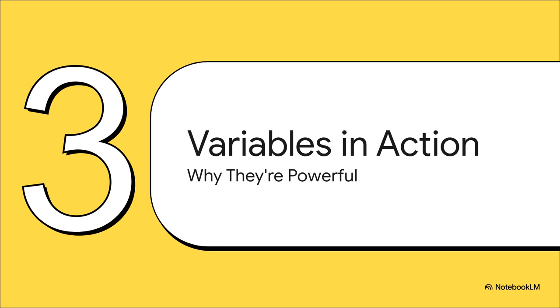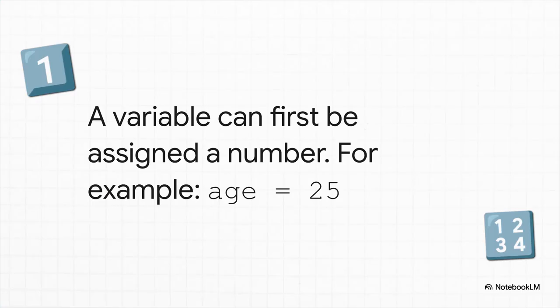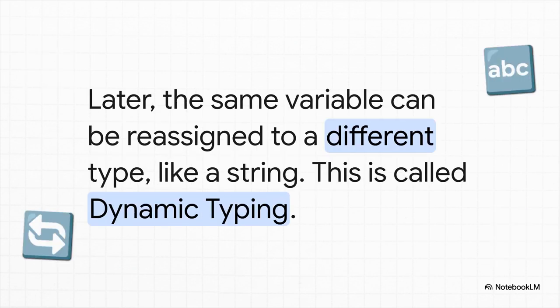Let's take a look at how they come together to do some really powerful stuff. One of the coolest, most flexible things about Python is that its variables aren't stuck being one thing. For example, right here, we're creating a variable called age, and we're making it equal to a number, 25. Pretty standard stuff. But watch this.